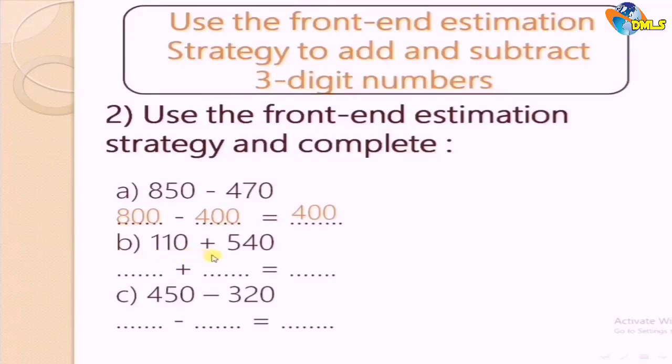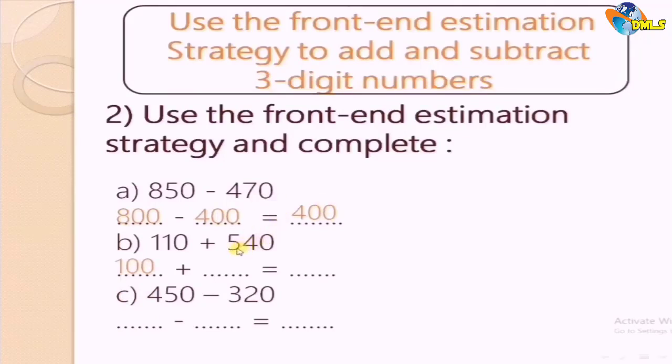110 plus 540. First, we will estimate each number by itself. Let's start with 110. 110 is a 3-digit number, so of course we will look at the hundreds place. Ones, tens, hundreds. Here in the hundreds place we find 1, and the value of digit 1 in 110 is 100. So the estimation of 110 is 100.